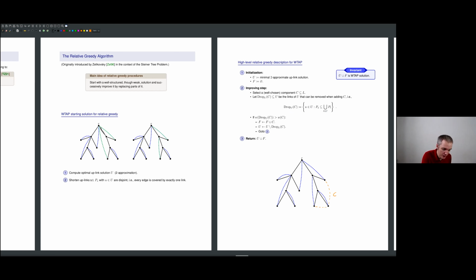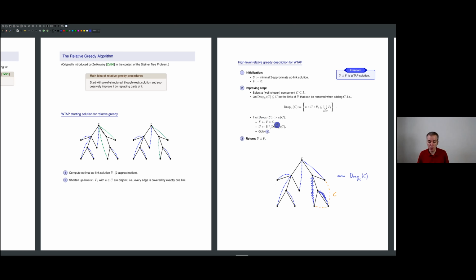So in this example down here, let me just draw this. I can drop this link, as this one here is covered, and I can drop that one here. So this would be the set drop U of C. If the weight of what I can drop is larger than what I want to add, in that case, I do the swap.